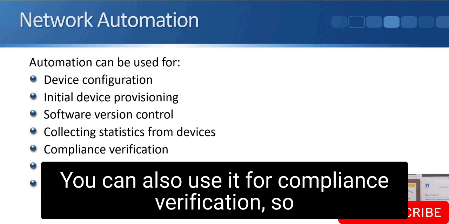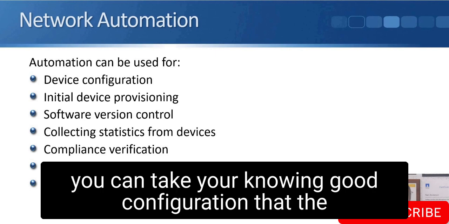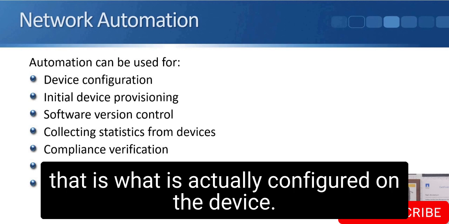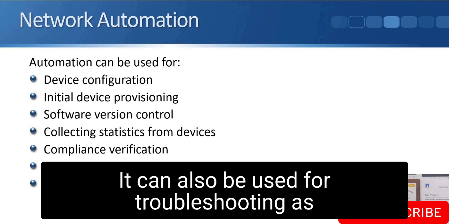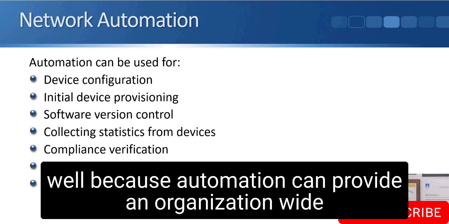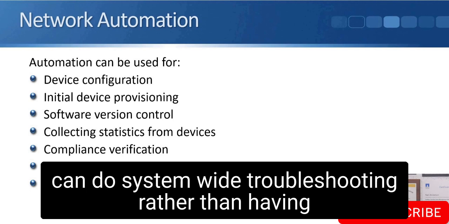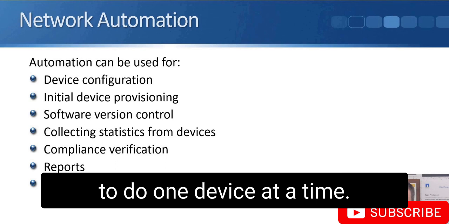You can also use it for compliance verification. So you can take your known good configuration that the device should have and use automation to check that that is what is actually configured on the device. It can also be used for troubleshooting as well, because automation can provide an organization-wide view of the network, which means that you can do system-wide troubleshooting rather than having to do one device at a time.